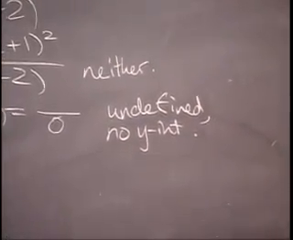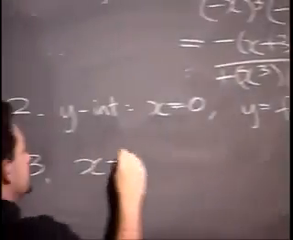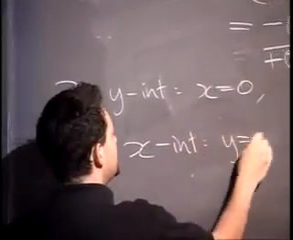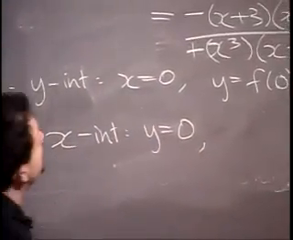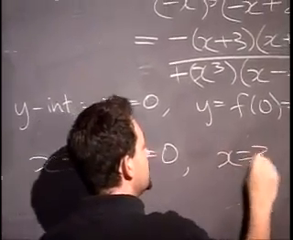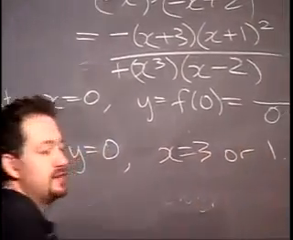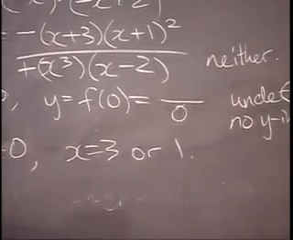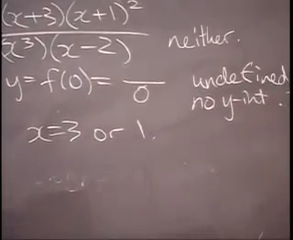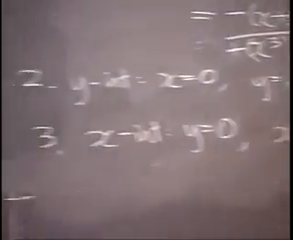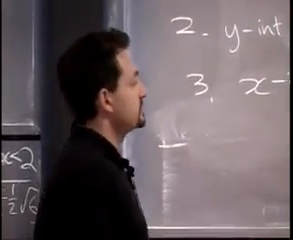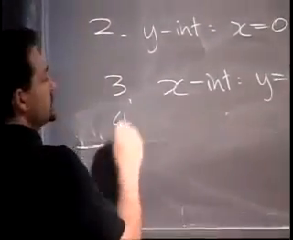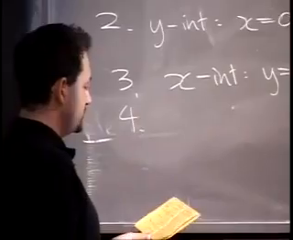Step 3, x-intercepts. You put y equals 0, and then you can see x equals 3 or 1, as we said before. If a fraction is 0, its numerator has to be 0, and the only way x minus 3 times x minus 1 all squared can be 0 is if either x equals 3 or x equals 1. So there's two x-intercepts, as we noticed before.